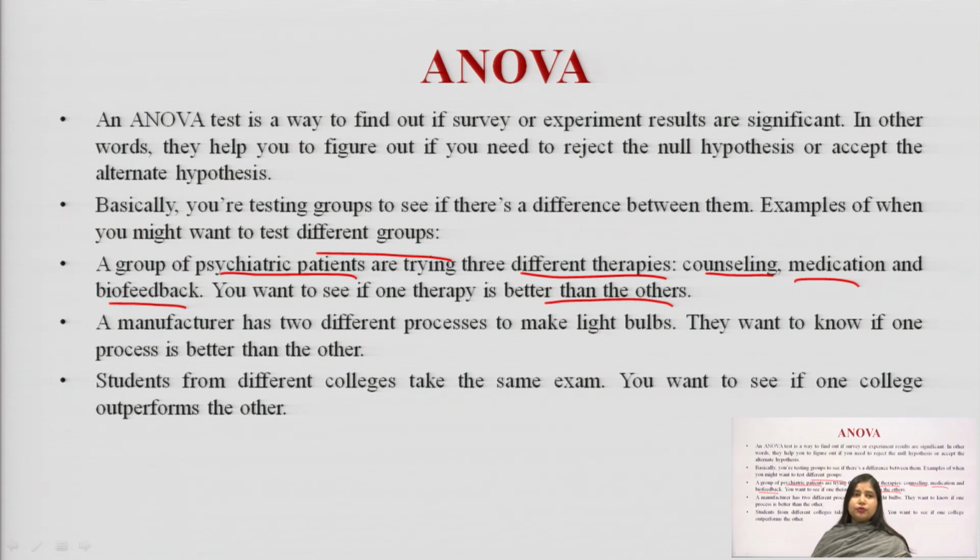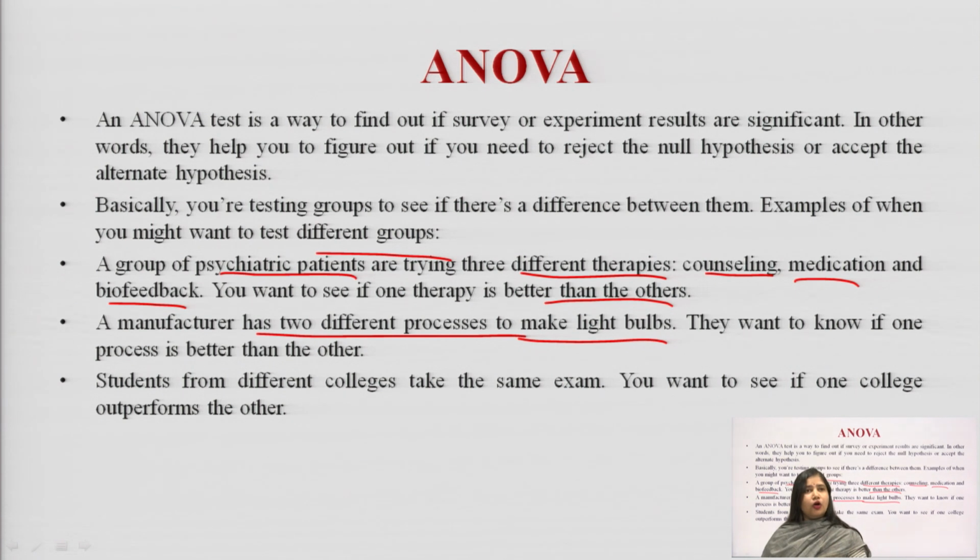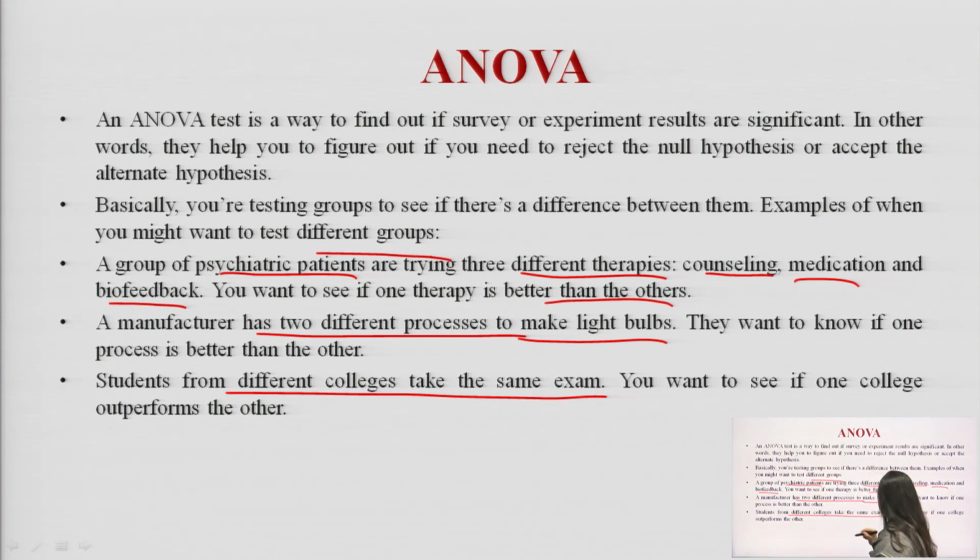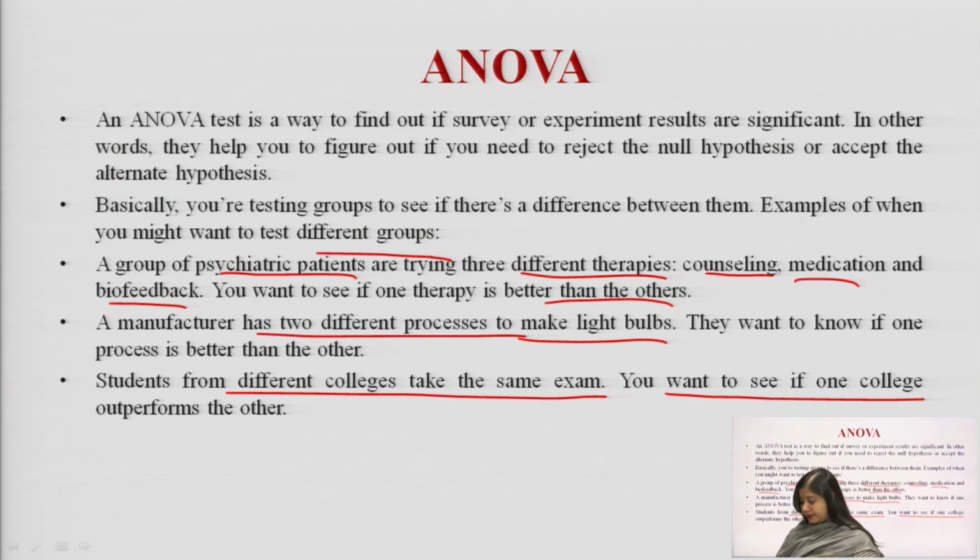And another example is also given. Suppose a manufacturer has 2 different processes to make a light bulb, and they want to know which gives the better result. If you want to know which is giving the better result, then also you can use the hypothesis, and we also use the ANOVA table. There is one more example, like students from different colleges take the same exam, but you want to see which college has performed better.